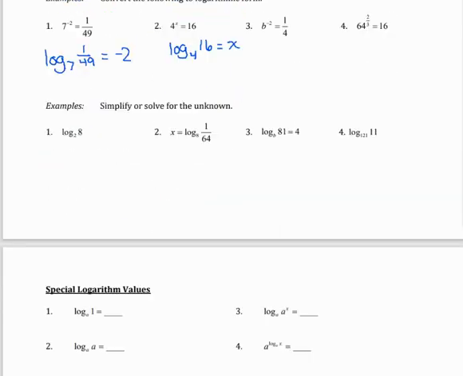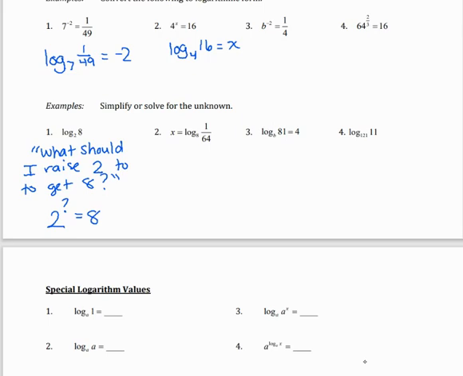All right, now let's try simplifying these, okay? Or solving if there's a variable. So for number 1, I'd look at that and say, geez, I don't know, log base 2 of 8, what does that mean? Well, we have our conversion. Remember, what a logarithm really is saying, I'm going to write this with words: what should I raise the base, which is 2, to get 8? So what should I raise 2 to get 8?